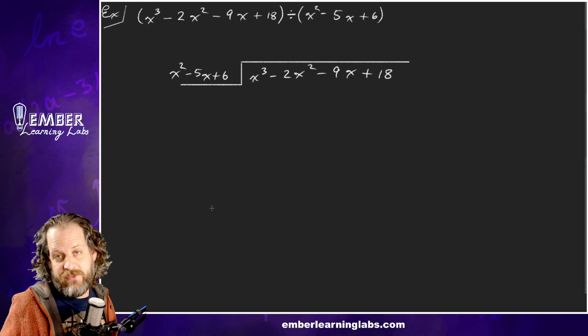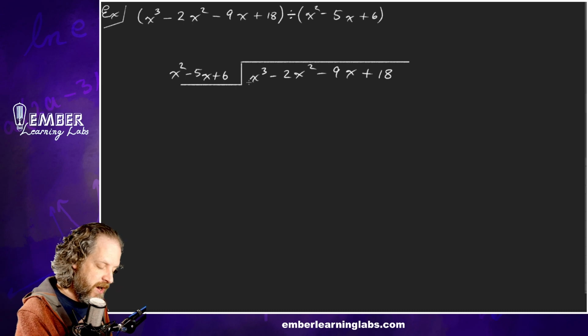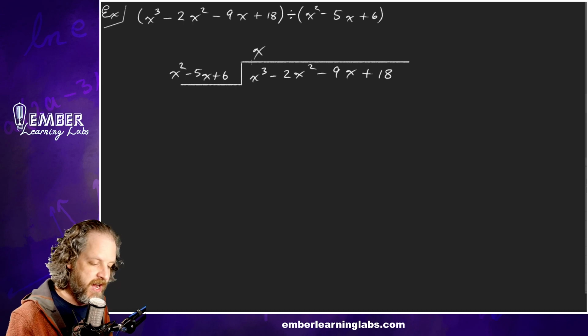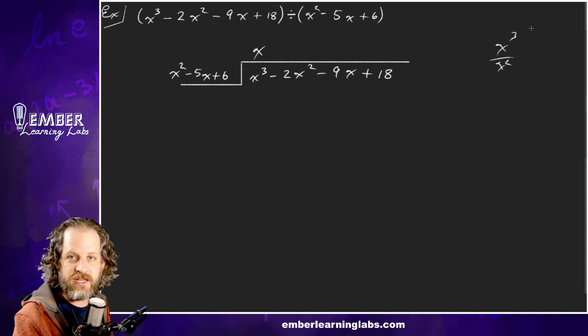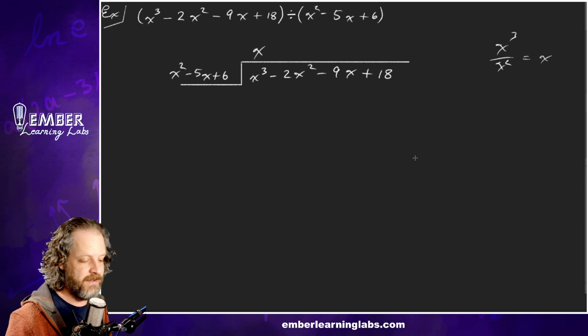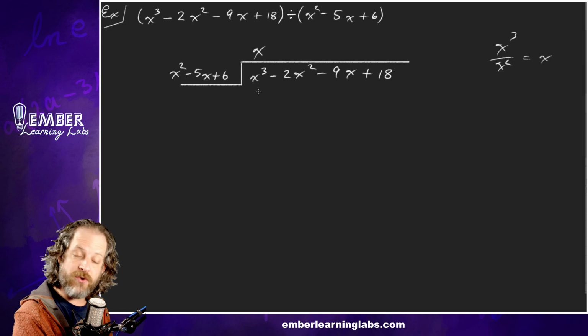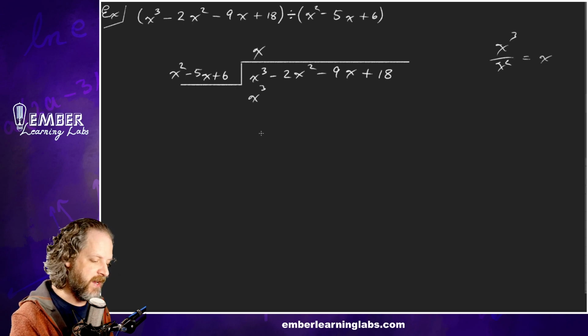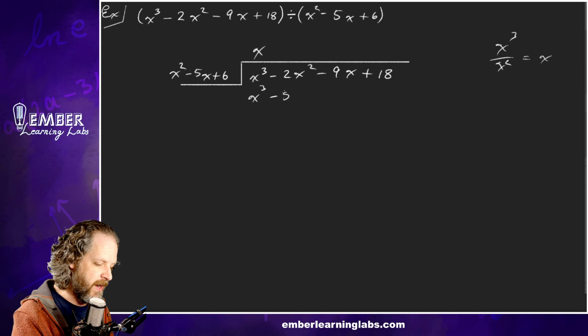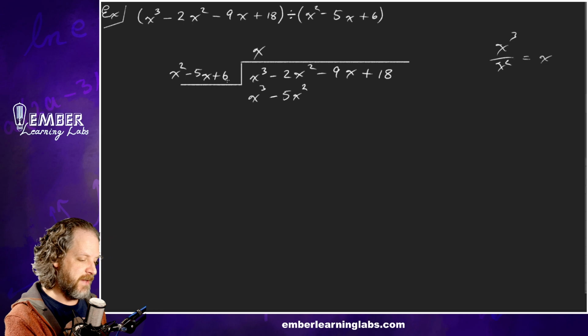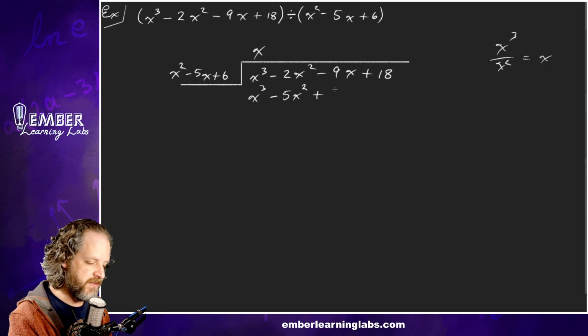So we do the same thing, right? So x squared goes into x cubed x times, right? Because x cubed over x squared, we subtract the exponents. 3 minus 2 is 1, right? So then we're going to distribute. X times x squared is x cubed. 1 plus 2 is 3. They match. That's a good sign, right? X times negative 5x is negative 5x squared. And x times 6 is plus 6x.